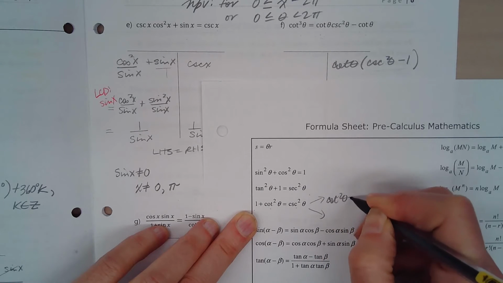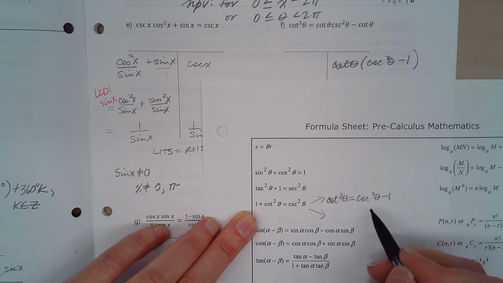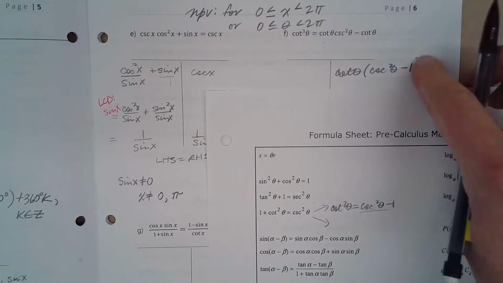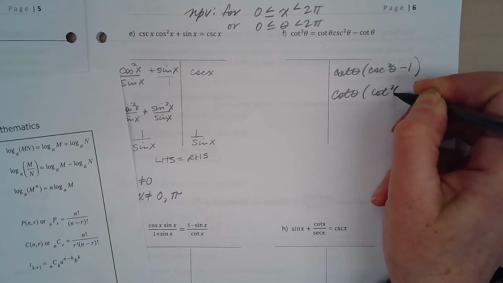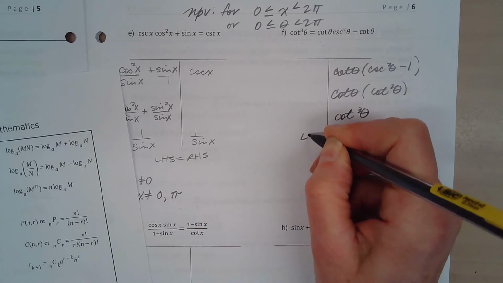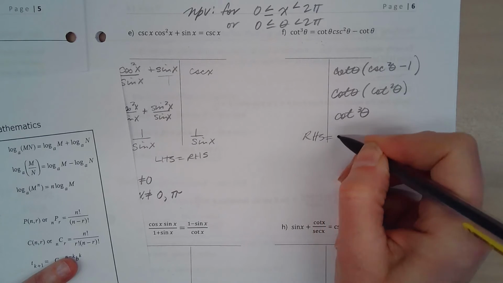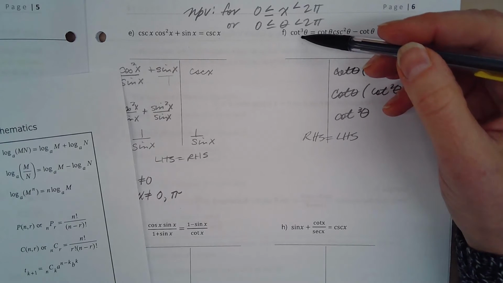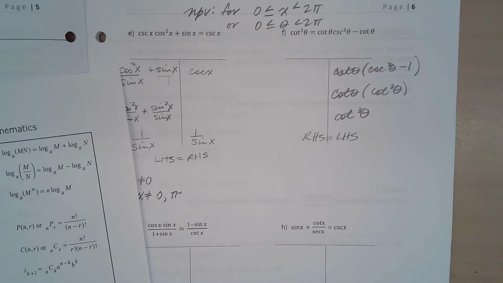Cotan squared equals cosecant squared minus 1, which is exactly what I have, right? So cosecant squared minus 1 equals cotan squared, and I can substitute that identity in here. So I have cotan times cotan squared, which is cotan cubed, right? Right-hand side equals left-hand side. Now you could have started here and broken it into cotan times cotan squared, and then substituted this for cotan squared. Kind of the same thing, but backwards.